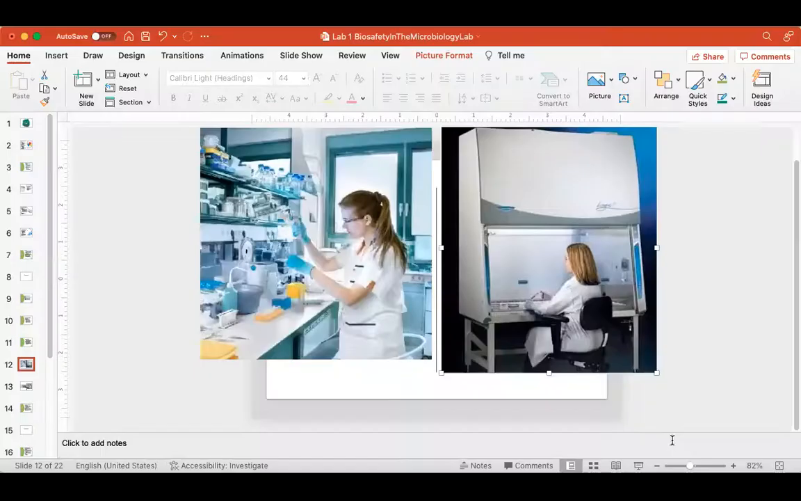Okay. Now, there is something about this picture that is a little problematic. Is there anything that you can see? Type it in the chat if you see it. Anything that you can see that this young lady isn't doing correctly? Let's take a look again. Anything trouble you about her? Type it into the chat.